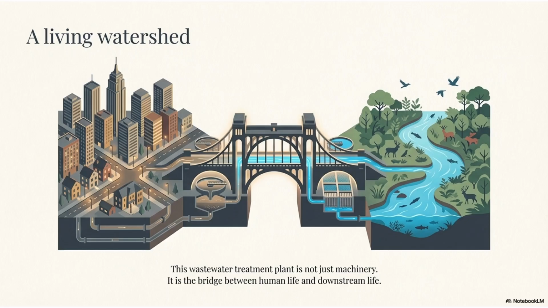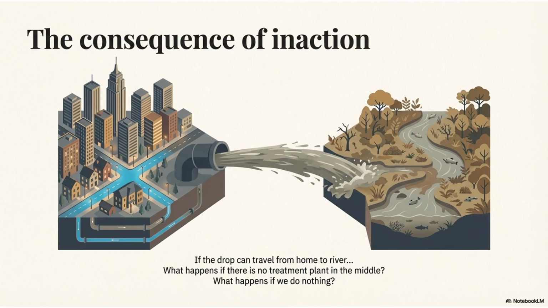Now, here's the question that naturally arises from this journey. If the drop can travel from home to river, what happens if there is no treatment plant in the middle? What happens if we do nothing?